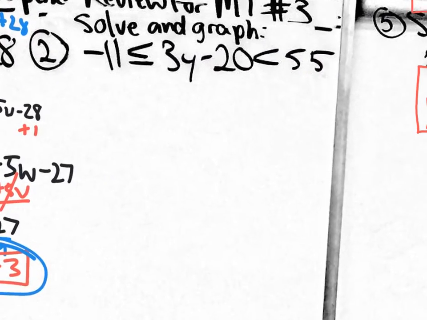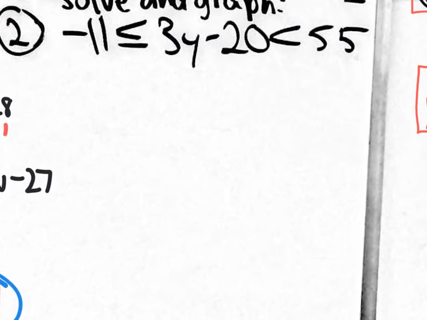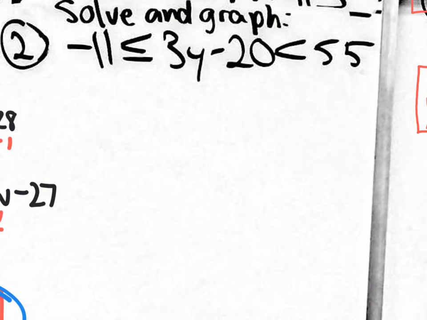Now we are also going to have compound inequalities that we need to solve and graph. This one's a compound inequality written together. There's going to be some that are separated with the word "or." Those are easy. You just solve the left side, solve the right side. But these are written together, so we need to solve them.